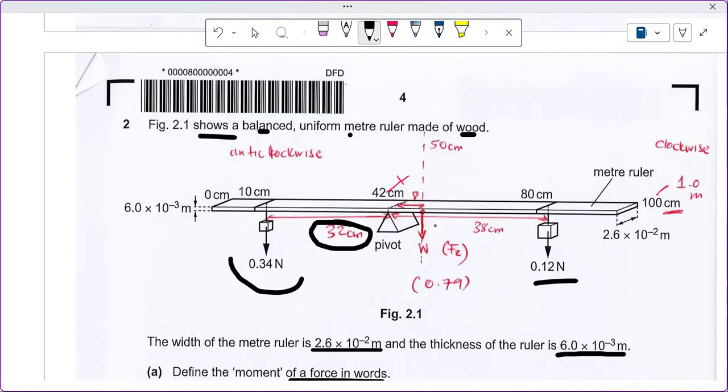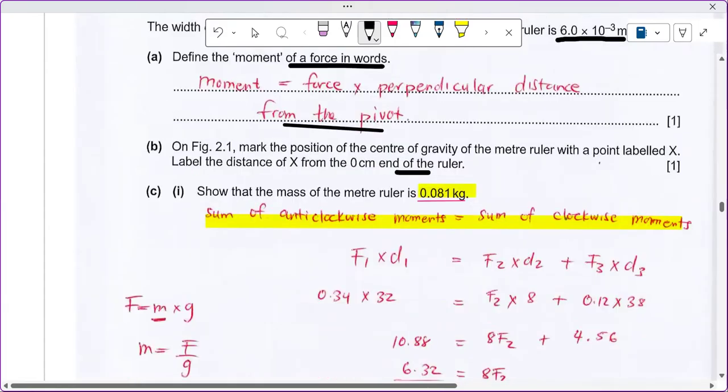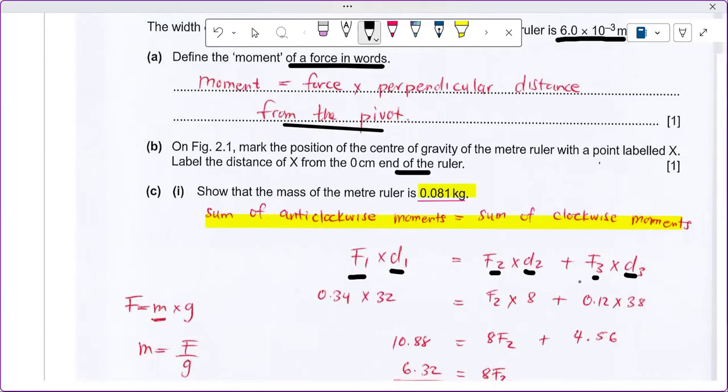And then on the other side, I've got this here, which is also acting. Now remember where the pivot point is. The pivot point is here. Because the pivot point is there, even the weight of the ruler is a moment, which means on this side I've got 1, 2 moments. So I have 2 moments for my clockwise, hence why we said F1 multiplied by D1 equals F2 multiplied by D2 plus F3 multiplied by D3.